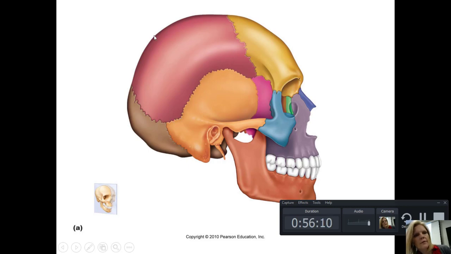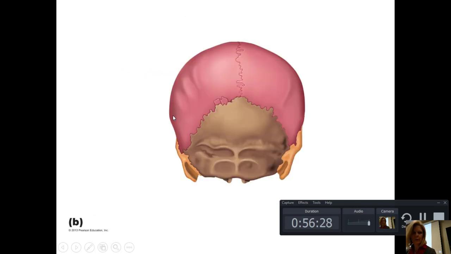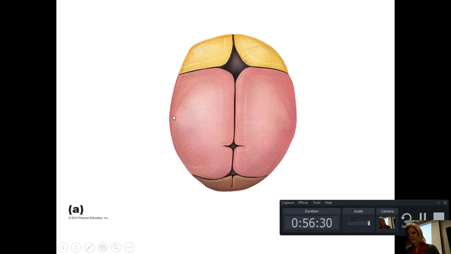Sagittal is at the top, separates the left and right parietal bones. So coronal, sagittal, lambdoid, and squamous on the side. Thank you for correcting me. Sometimes my mouth is not connected to my brain.